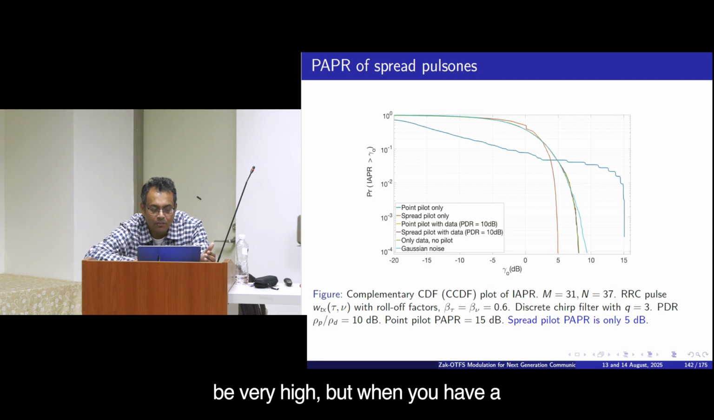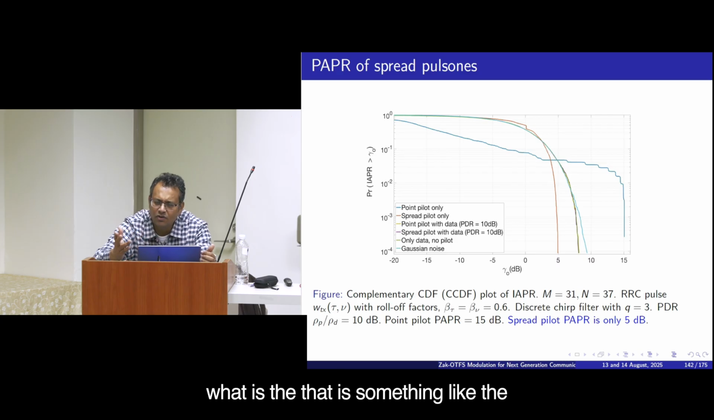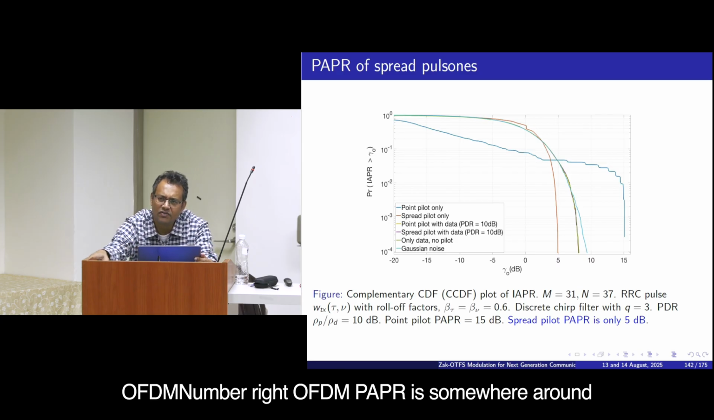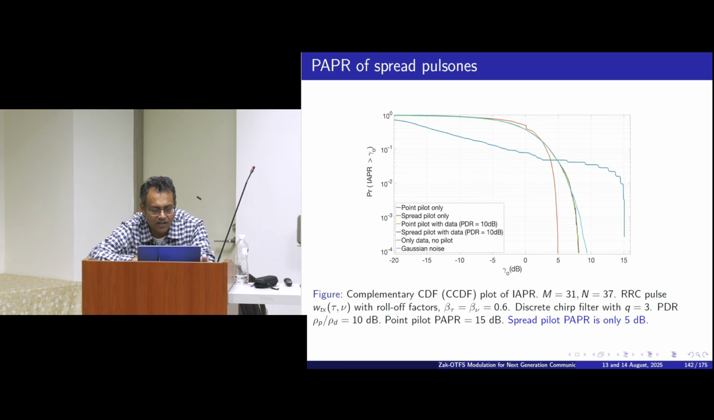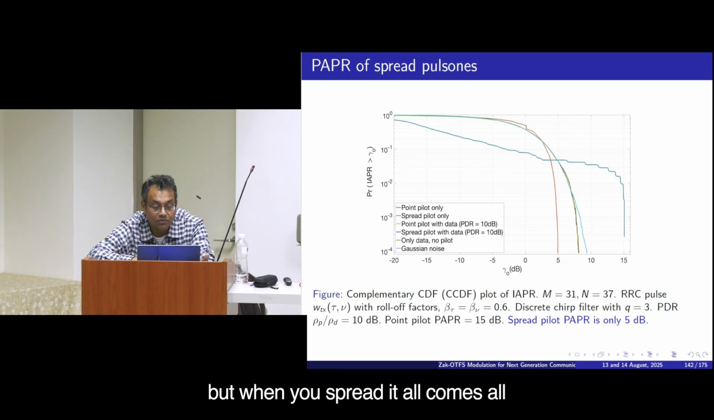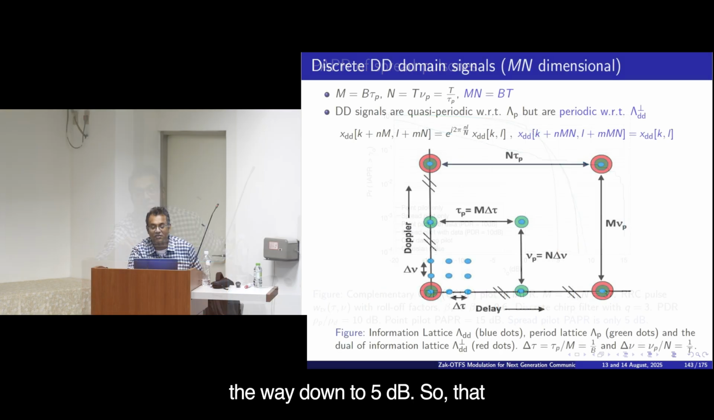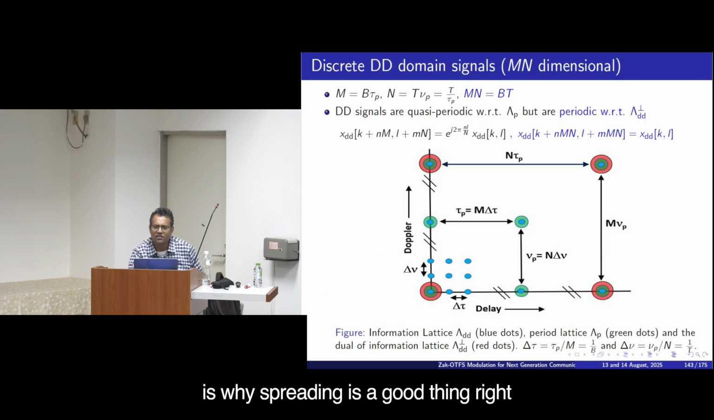But when you have a point pilot with data, then the PAPR is less than 10 dB, around 10 dB, which is something like the OFDM number, right? OFDM PAPR is somewhere around 10 to 12 dB. But when you spread it, it all comes all the way down to 5 dB. So that's why spreading is a good thing.